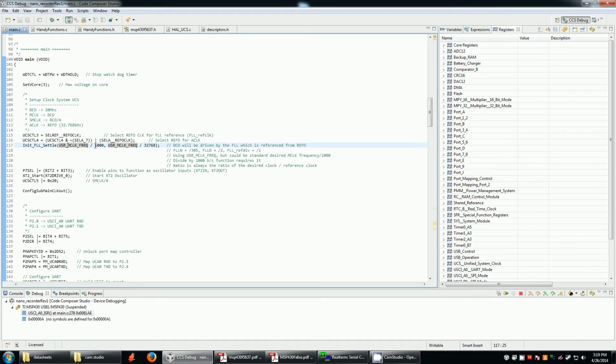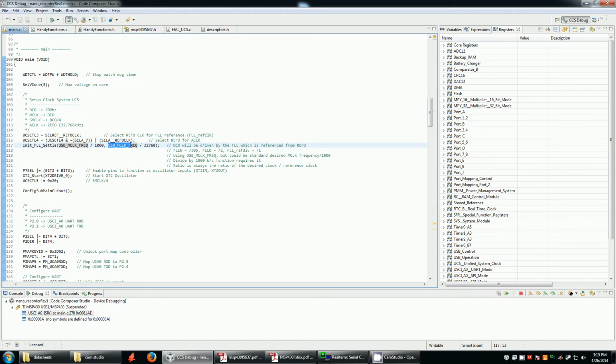And then divide that by 1,000 for this function, because that's just what it expects. You'll see when we get into the function. And then this ratio is going to be a number that represents the divisions that you need.